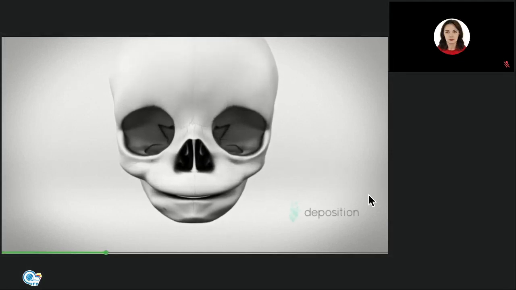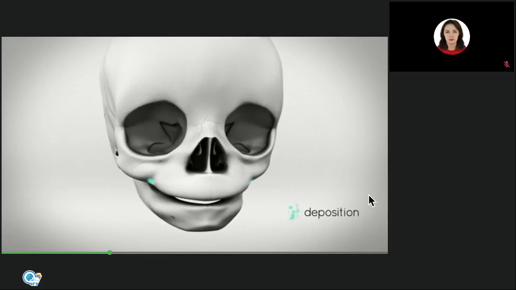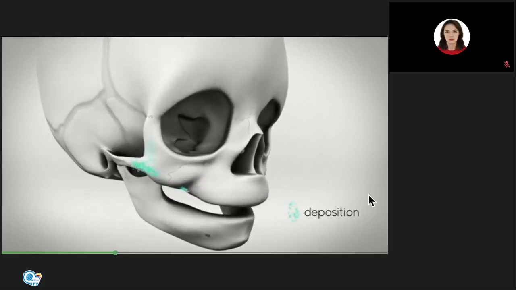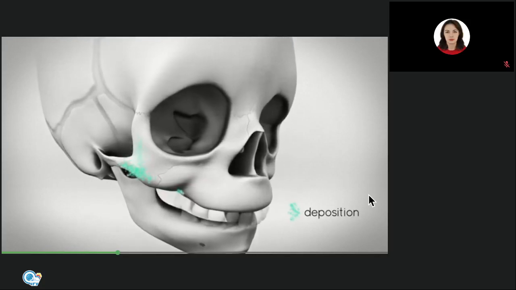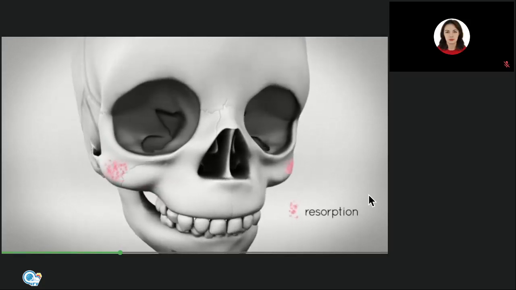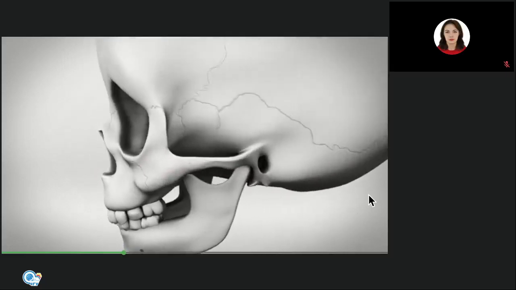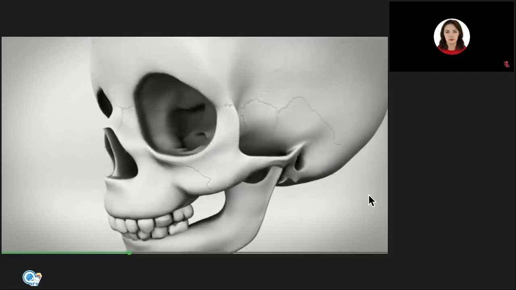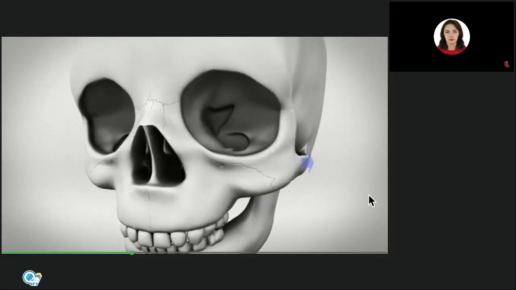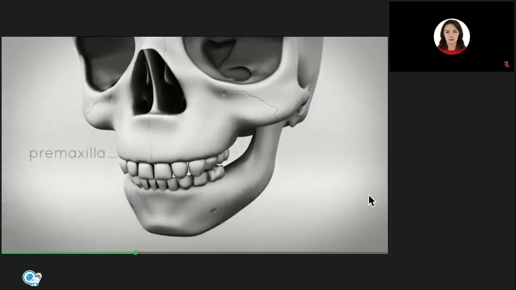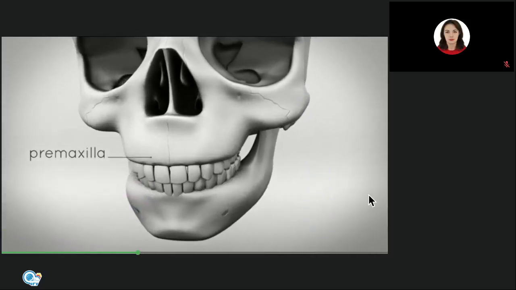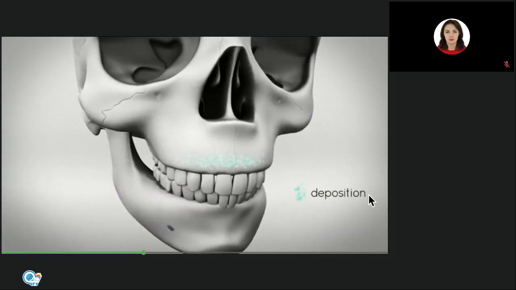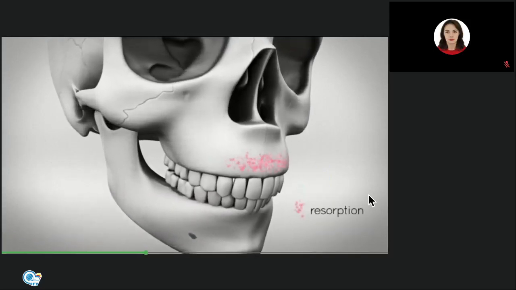In the maxilla, bone deposition occurs on the posterior surface of the maxillary tuberosity and the posterior and lateral surfaces of the zygomatic processes. Resorption occurs on the opposing surfaces. As a result, the maxillary tuberosity grows in a posterior direction, and the zygomatic arch grows posteriorly and laterally. The premaxilla exhibits downward growth. This directional growth is attributed to bone deposition on the inner surface and resorption on the outer surface just above the maxillary incisors.